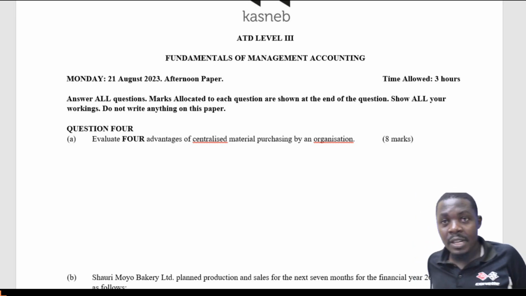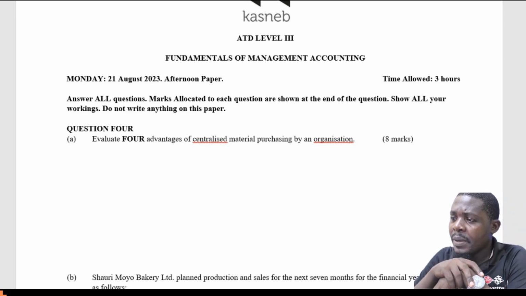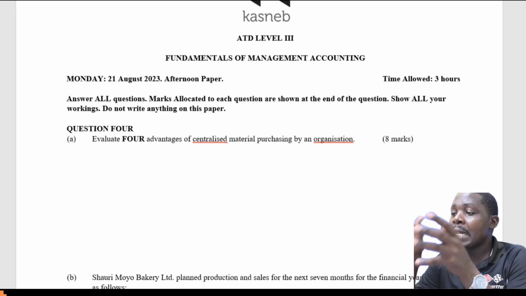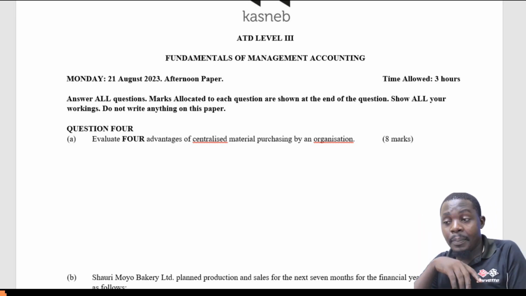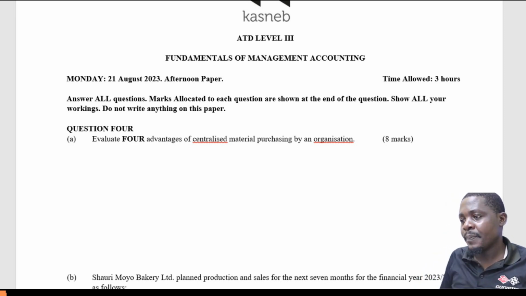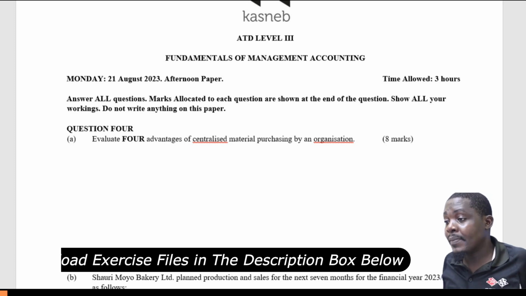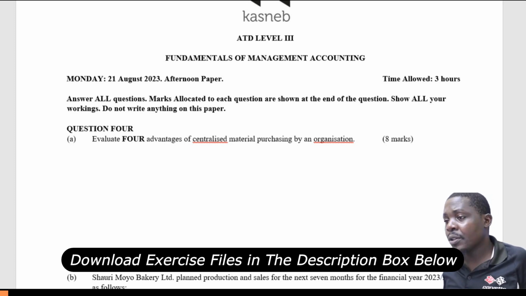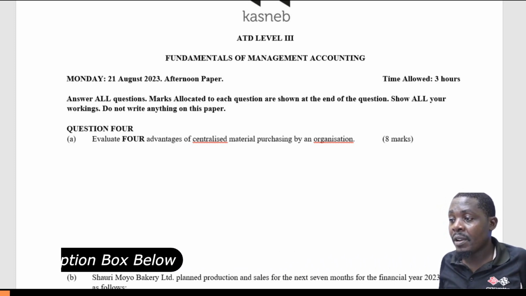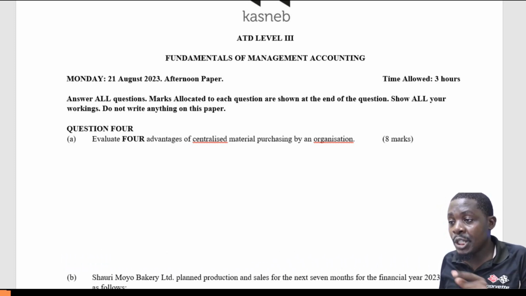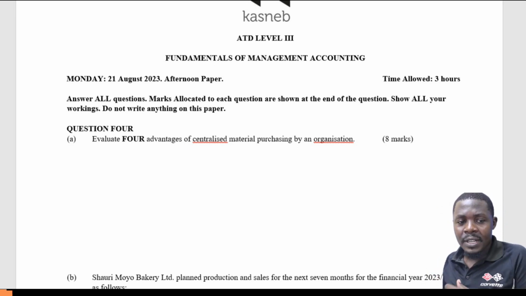What is centralized material purchase? Centralized purchasing is whereby we have allocated one department that is doing all the purchasing in the organization. The purchasing situation where each and every department is buying the goods for their own, we shall refer to as departmental or decentralized purchasing. Now in this case, we need to evaluate the advantages of centralized purchasing.